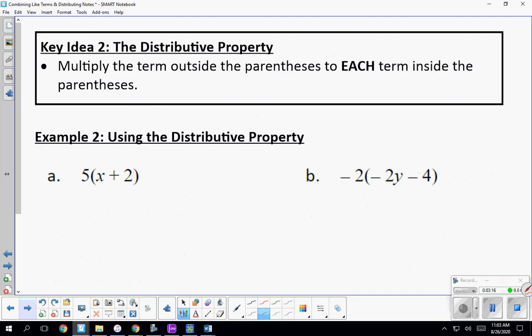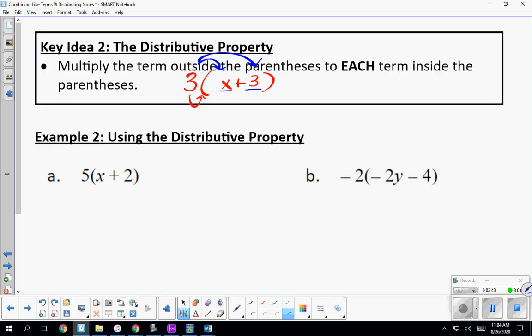When we look at the distributive property, basically, when two things are touching, it means they're being multiplied. Because we're going to end up with something times more than one thing, that's when we have to use the distributive property. So here, this means 3 times everything in that parenthesis. And since there's two terms in the parenthesis, we need to take 3 times each one. And so that's when we use the distributive property.